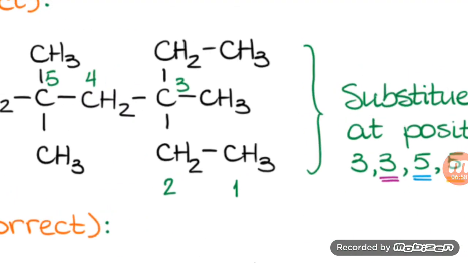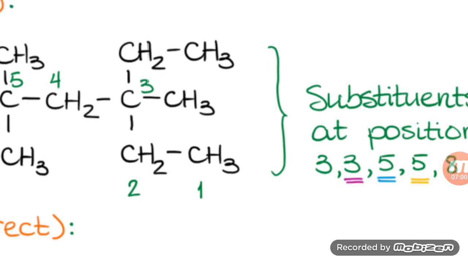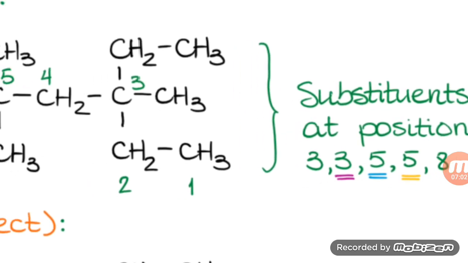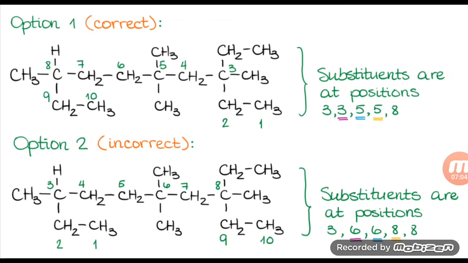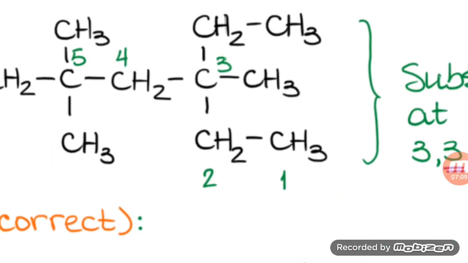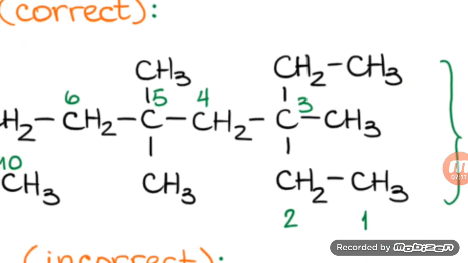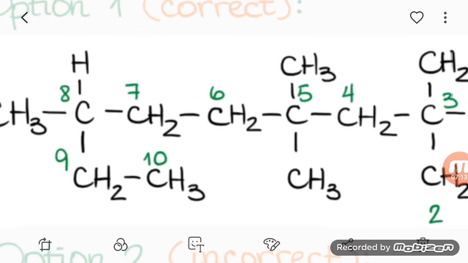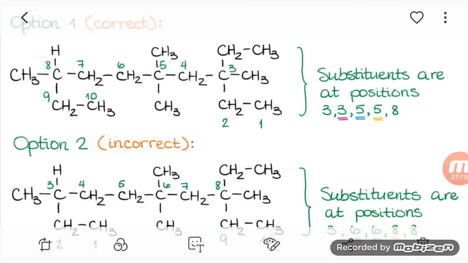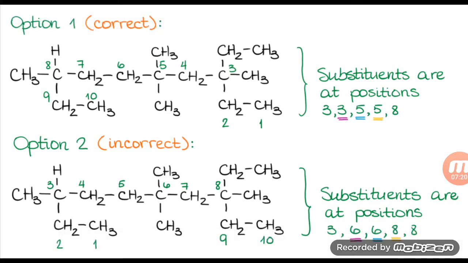Like the third position has two substituents, like 3, 3, 3, 5, 5 and 8. Okay, 1 2 3 4 5 6 7 8 9 10. I gave the numbers, and then I just gave the numbers to each substituent as well, which is the third: 3 3 5 5 8.